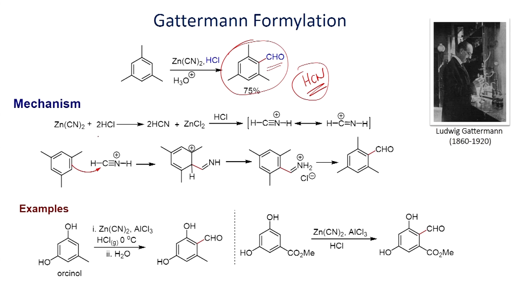The reaction mechanism is shown here. In this case the zinc cyanide first undergoes reaction with hydrochloric acid to give hydrogen cyanide and zinc chloride. Once you form this, the hydrogen cyanide undergoes further reaction with hydrochloric acid to give this cation intermediate, which acts as the electrophile in this reaction. Once you form this, the benzene ring is nucleophilic and can undergo reaction with this cation intermediate, and then you can get this cation.